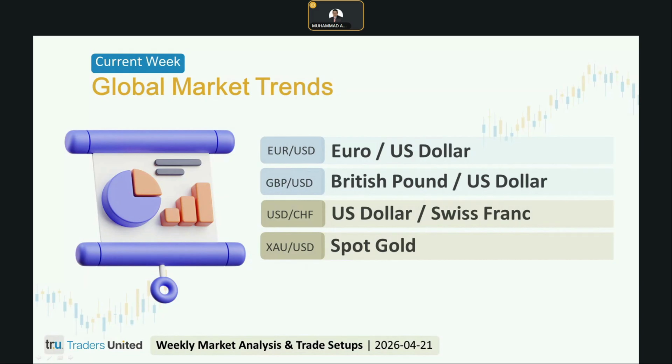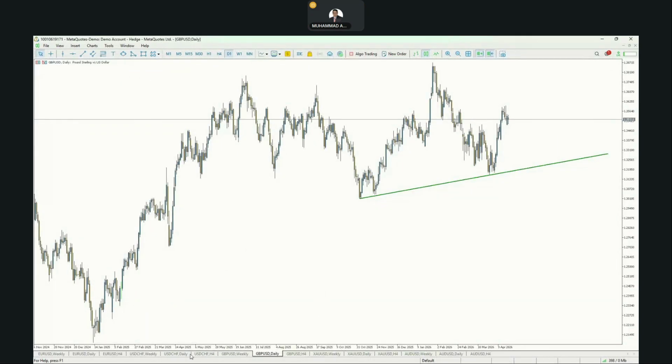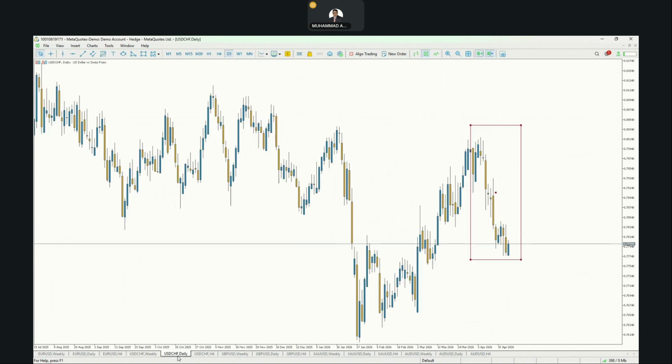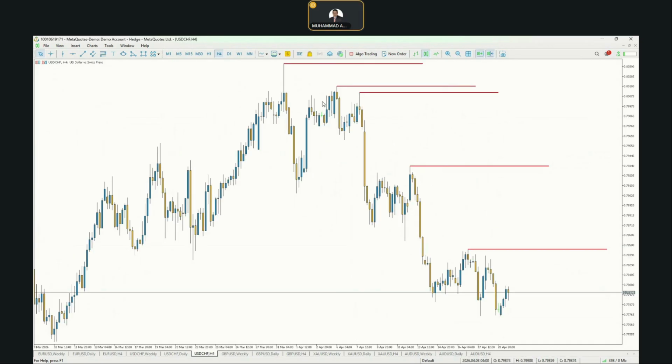Next, let us discuss the US dollar Swiss franc. USDCHF currency pair: the trend is overall down in the weekly chart. In the daily time frame, we got an overall downtrend, and in the 4-hour the market just keeps printing lower swing highs and lower swing lows. So it's a downtrend going on inside US dollar Swiss franc 4-hour time frame.